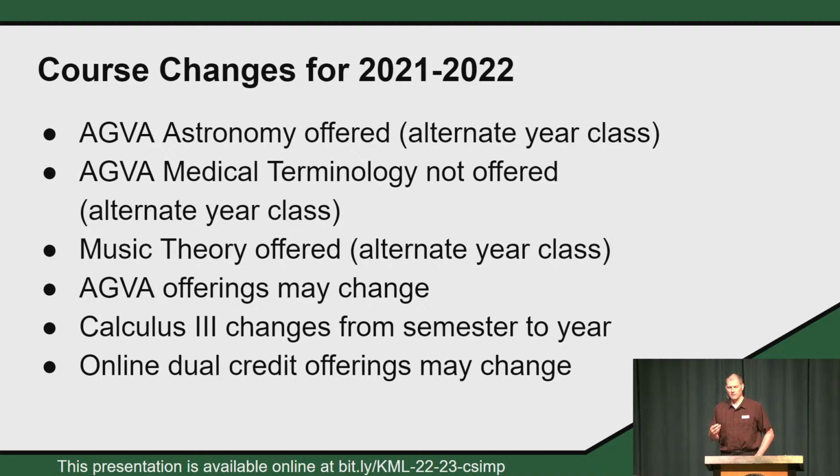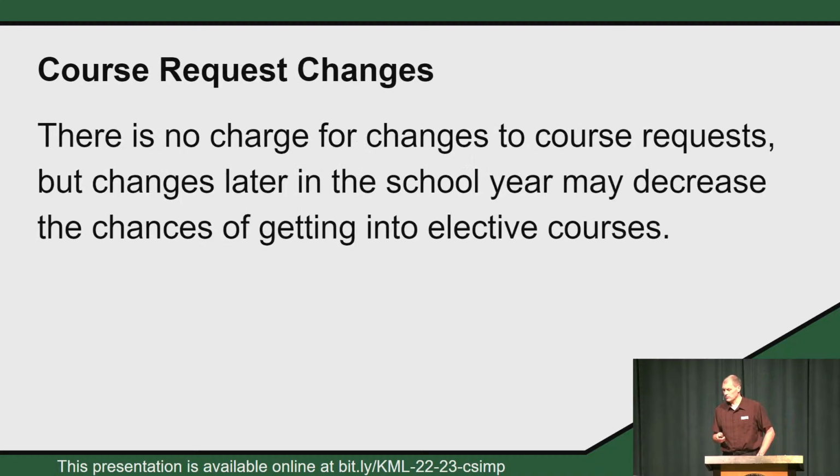My caveat with all the online dual credit stuff from the colleges is that those offerings can change at any time without notice to me. The colleges are their own entity. Typically when they change some kind of an offering, they don't inform us at all. So we're usually the last ones to find out when they make a change.